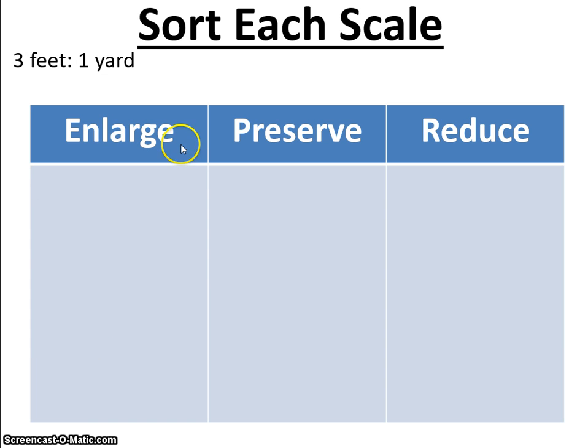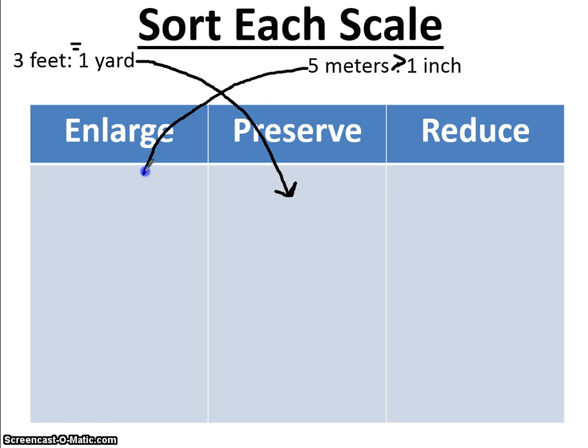Now let's sort some scales. 3 feet to 1 yard. Well, I know that 3 feet is equal to 1 yard, so this should go in the preserve category. 5 meters, that's about 5 door widths, and 1 inch. Well, I know that 5 meters is greater than 1 inch, so this will enlarge the object. 7 inches to 15 inches. I know that 7 inches is less than 15 inches, so that is going to be a reduction.